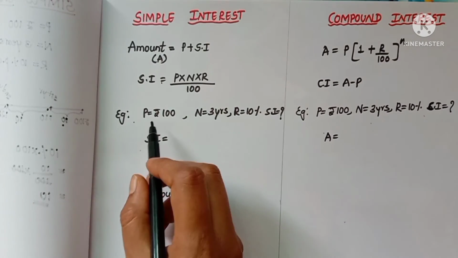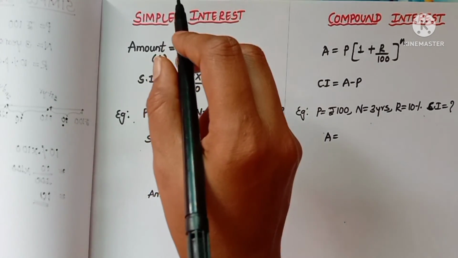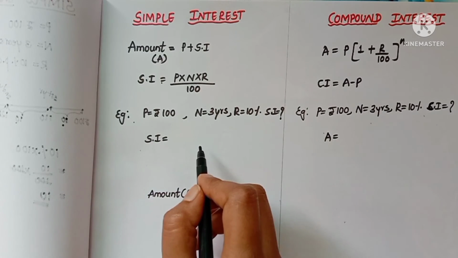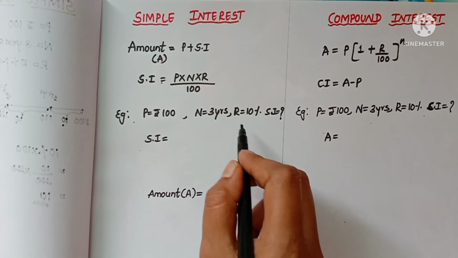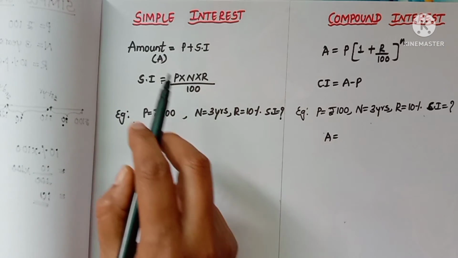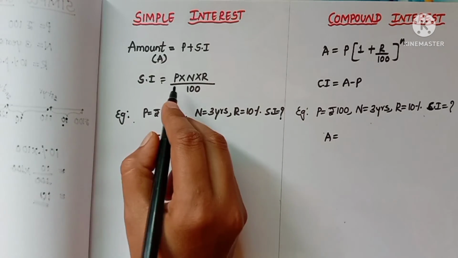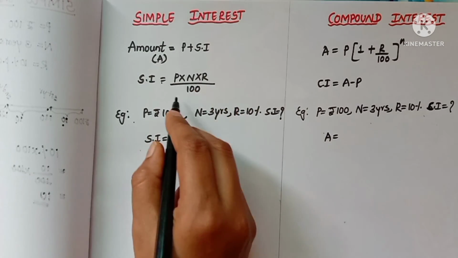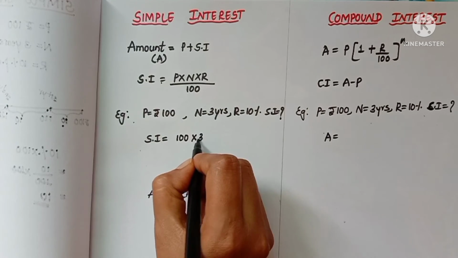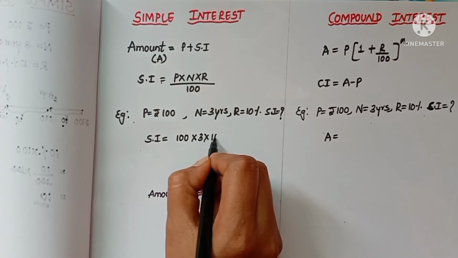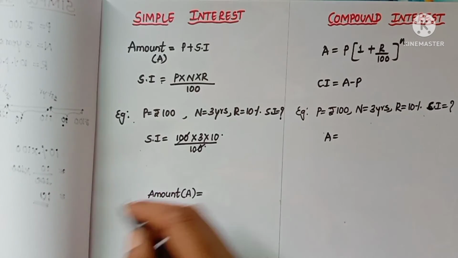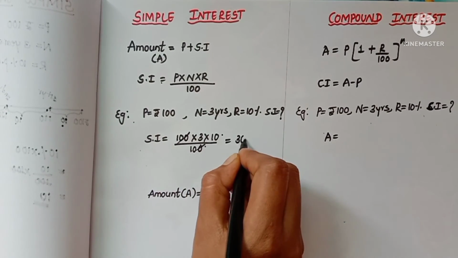Let's understand the same example through formula. So what is the P? Rupees 100, N is 3 years and R is 10%. We have to calculate the simple interest. What is the simple interest formula? P into N into R divided by 100. What is P? It is 100. What is N? It is 3. What is R? It is 10%. Divided by 100. 100 gets cancelled.